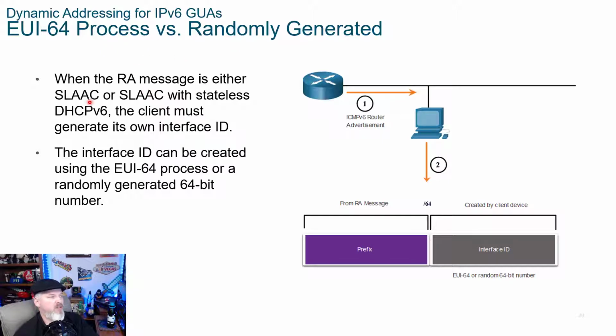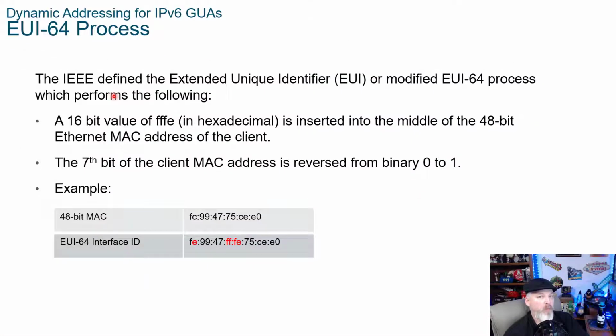EUI-64 process versus randomly generated. When the RA message is either SLAAC or SLAAC with stateless DHCPv6, the client must generate its own interface ID, and the interface ID can be created using the EUI-64 process or a randomly generated 64-bit number. The IEEE defined the extended unique identifier, or modified EUI-64 process, which performs the following: a 16-bit value of FFFE in hexadecimal is inserted into the middle of the 48-bit Ethernet MAC address of the client, and the 7th bit of the client MAC address is reversed from binary 0 to 1.